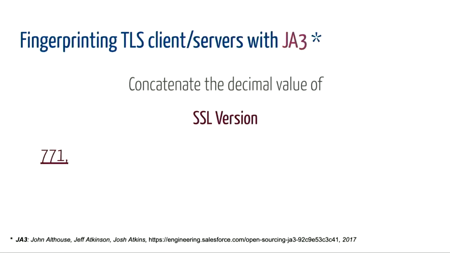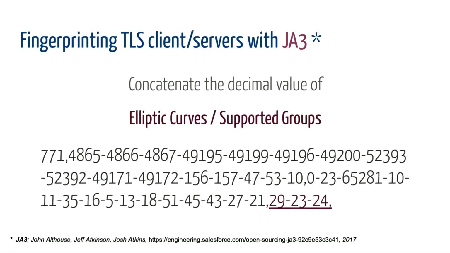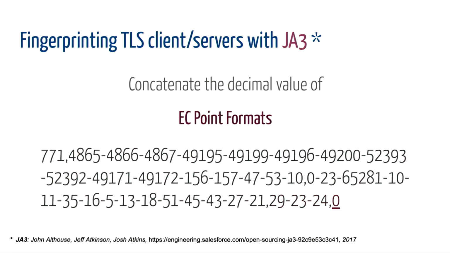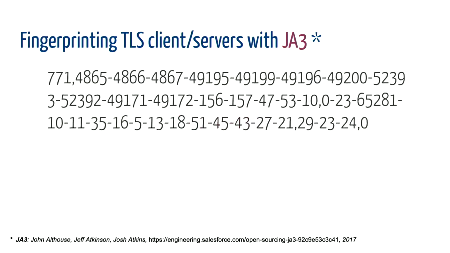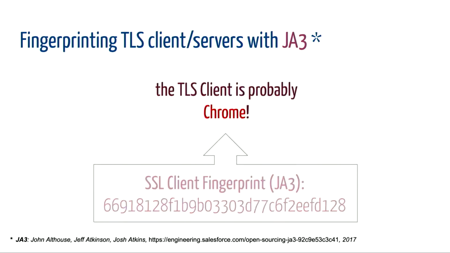There are some fingerprinting methods for TLS, but the most common one is JA3, which was developed by John Althouse and a couple more guys at Salesforce. It works by extracting and concatenating the decimal values of SSL version, cipher suites, extensions, elliptic curves, which is an extension, and then EC point formats. After we generate this string, we apply MD5, and the result is the hash, which is a unique fingerprint for SSL clients. In this case, it's for Google Chrome.